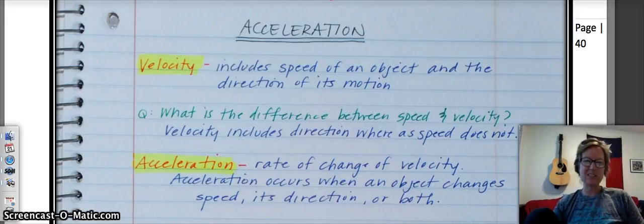So what is the difference between speed and velocity? Well, velocity includes direction, where speed does not. And acceleration, tell me what's the difference between acceleration and velocity? Well, acceleration tells how fast velocity is changing. So your acceleration will tell you how fast your velocity is changing.